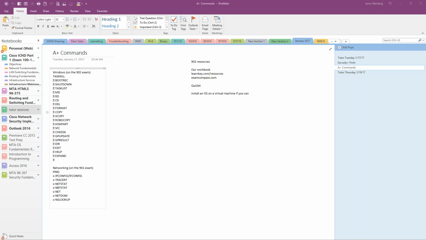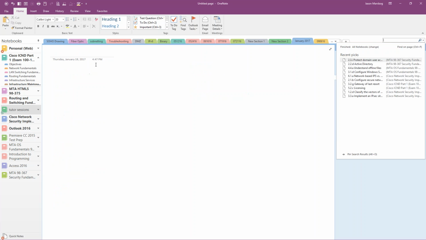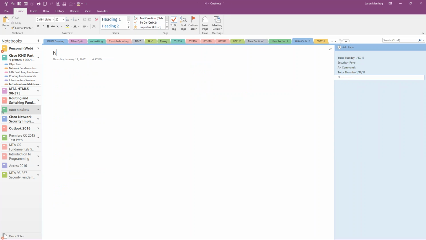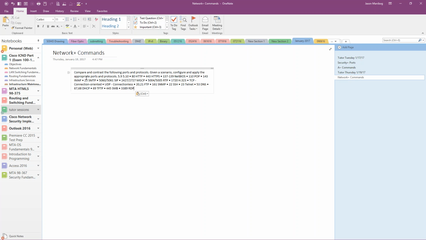Here we go. Compare and contrast. I'll just grab this. I don't know how this is going to look when I paste it in the OneNote, so forgive me in advance. But these are the last couple of sections on the Network Plus test. That's kind of a mess right now, so let me just clean this up a little bit. I got this right off the CompTIA website. But yeah, it's pretty similar.